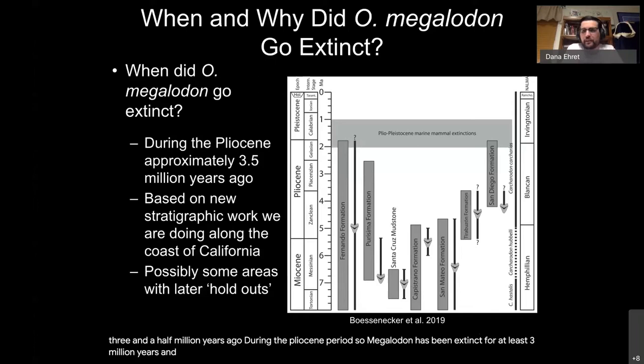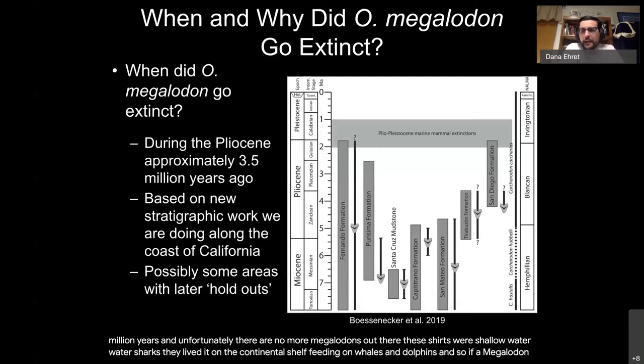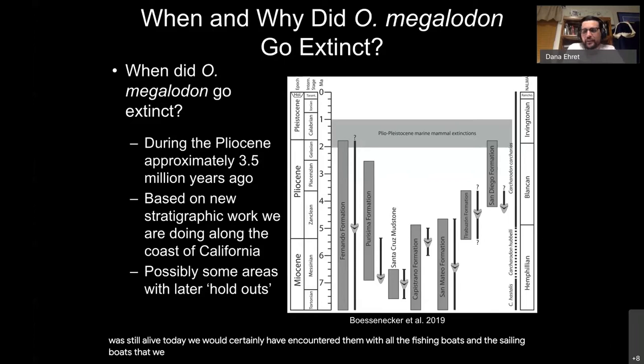These sharks were shallow water sharks. They lived on the continental shelf, feeding on whales and dolphins. And so if a Megalodon was still alive today, we would certainly have encountered them with all the fishing boats and the sailing boats that we have out on the ocean. We would certainly see a 50-foot shark today.